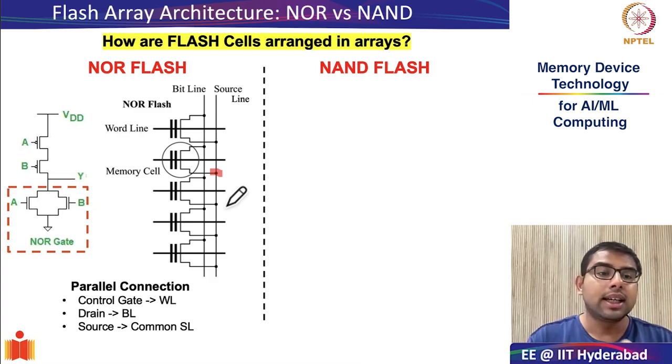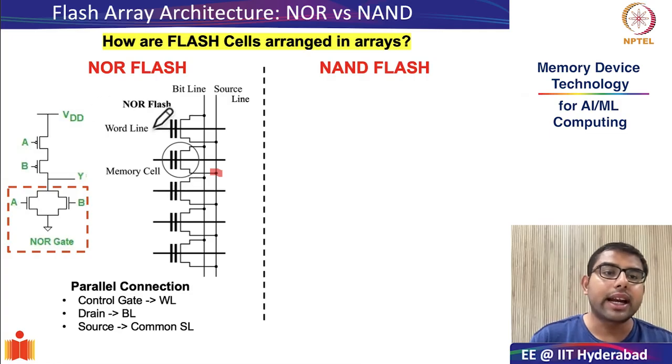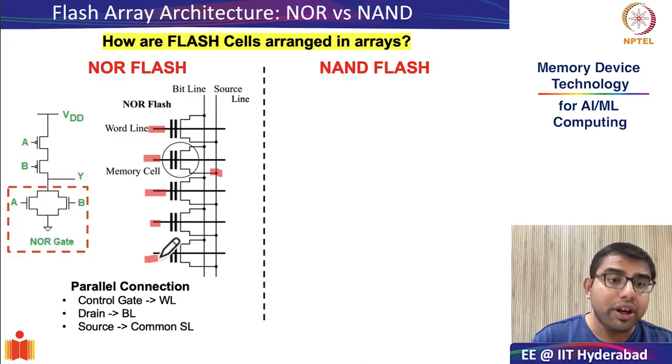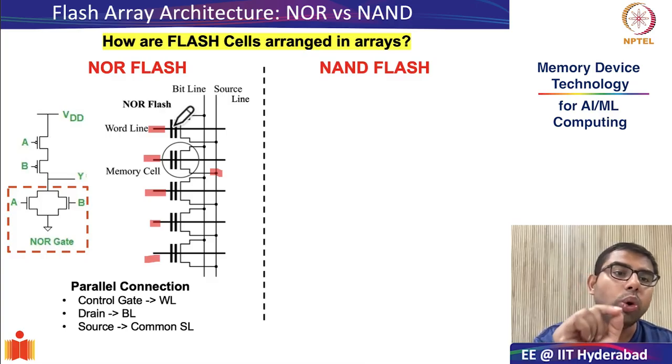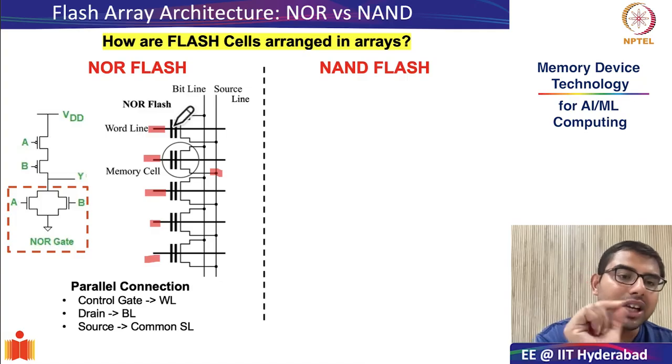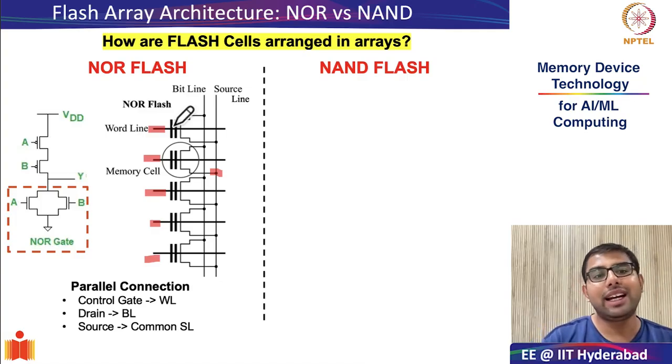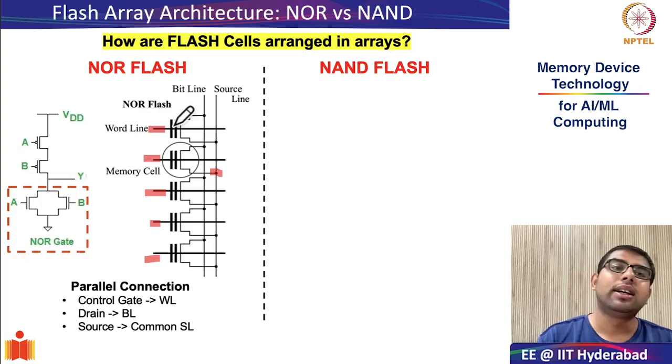So what is the word line connected to? The word line, as we have discussed, is connected to the control gate of every cell. So every unique cell in the string has a unique word line, and the control gate of every cell is connected to a unique word line. Okay, so this kind of encapsulates the configuration of a NOR flash cell.